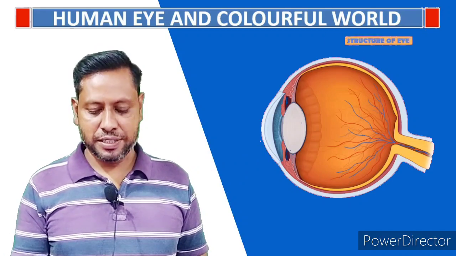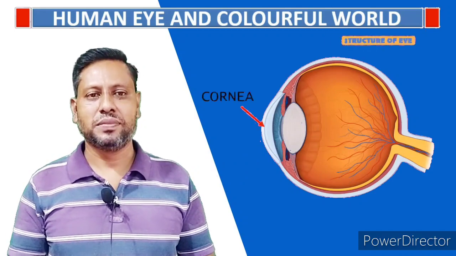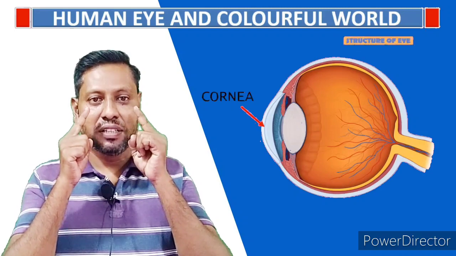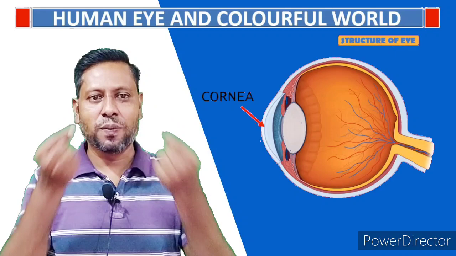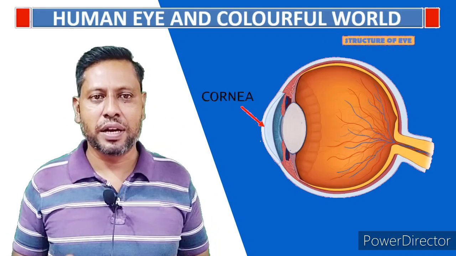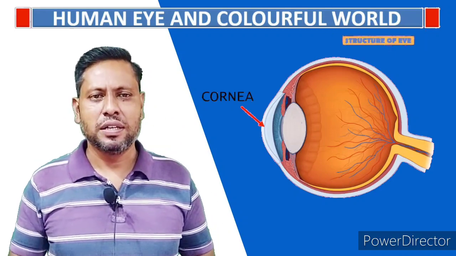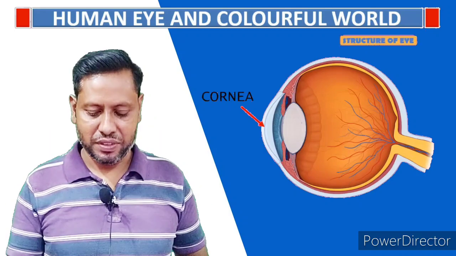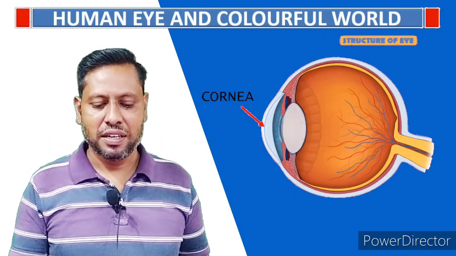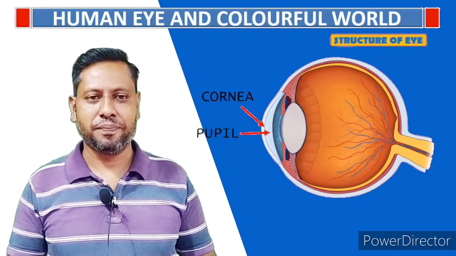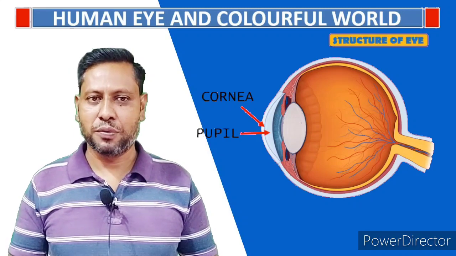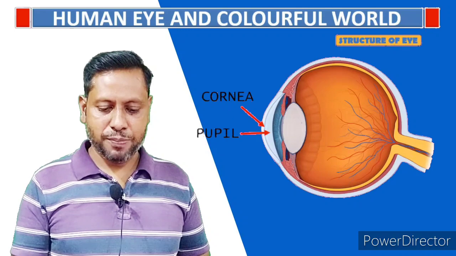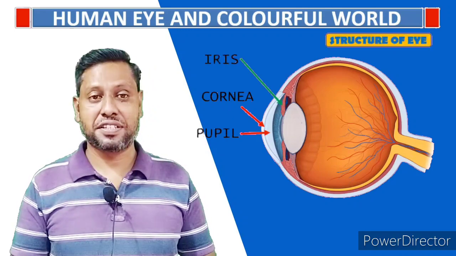The first part is the cornea. It is the front part, the starting part through which rays of light enter our eye. It is called the cornea. Just slightly behind it, the region which is present there is called the pupil. Pupil is the region just beside that one. Then the next part is the iris.